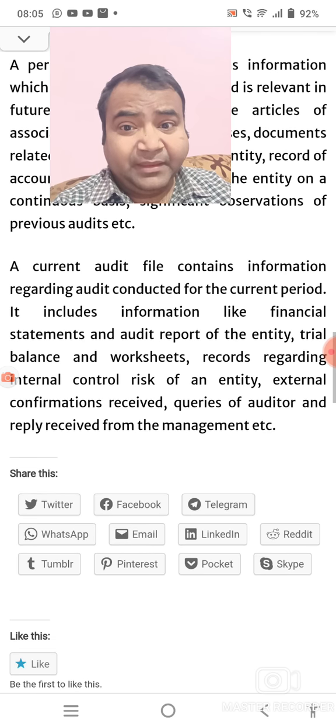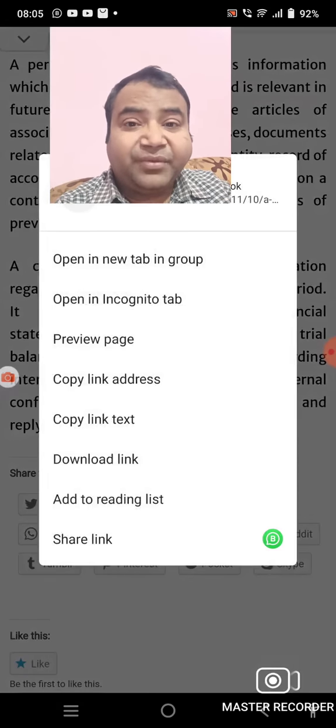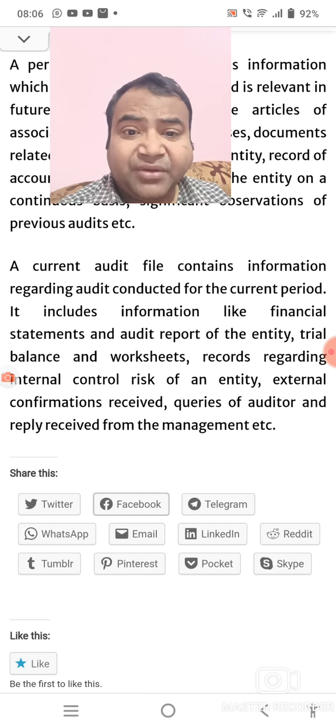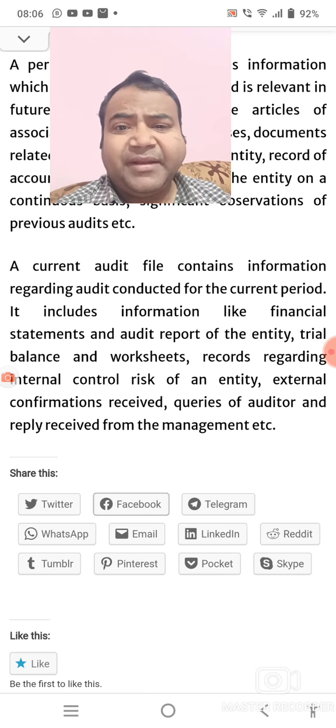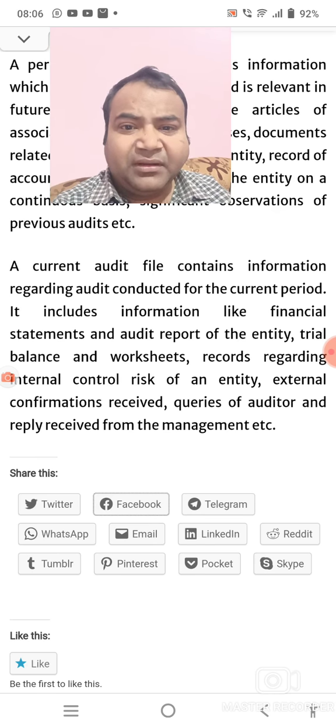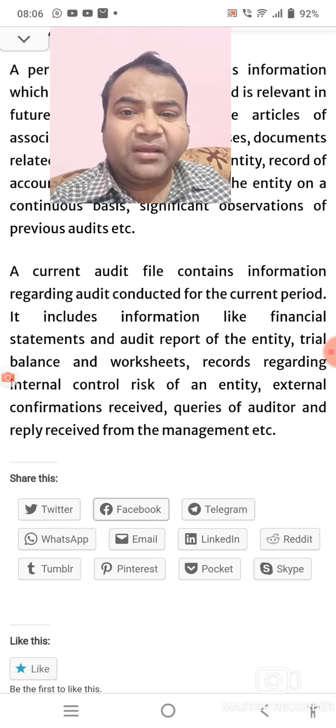So basically the current audit file contains information regarding the audit conducted for the current period. The current period can be the current financial period, for example a month, 6 months, 2 or 3 months, or a period of 12 months. This is the period where the information is collected, such as financial statements, audit report, trial balance, worksheet, and records regarding internal control risk. All this information will be in the current audit file. This is also an important file which gives information on short reports, and it will be useful for the company and for the auditor as well.